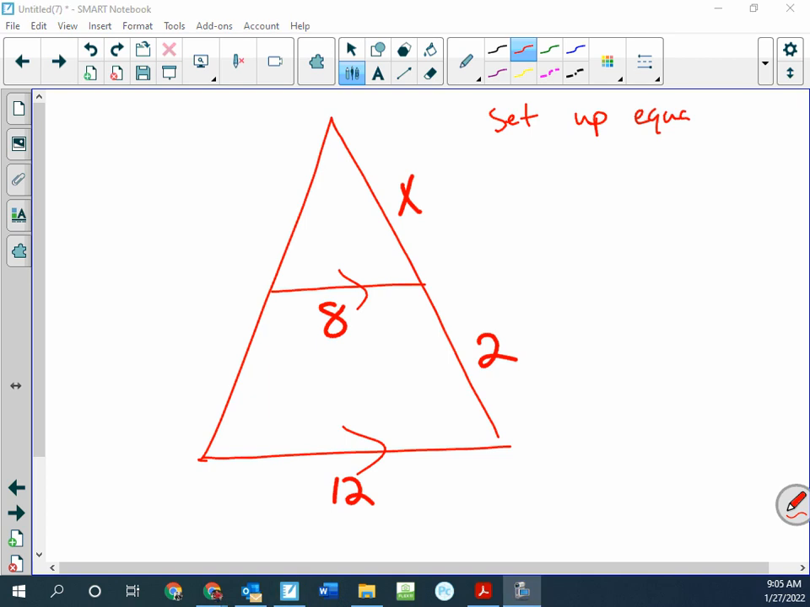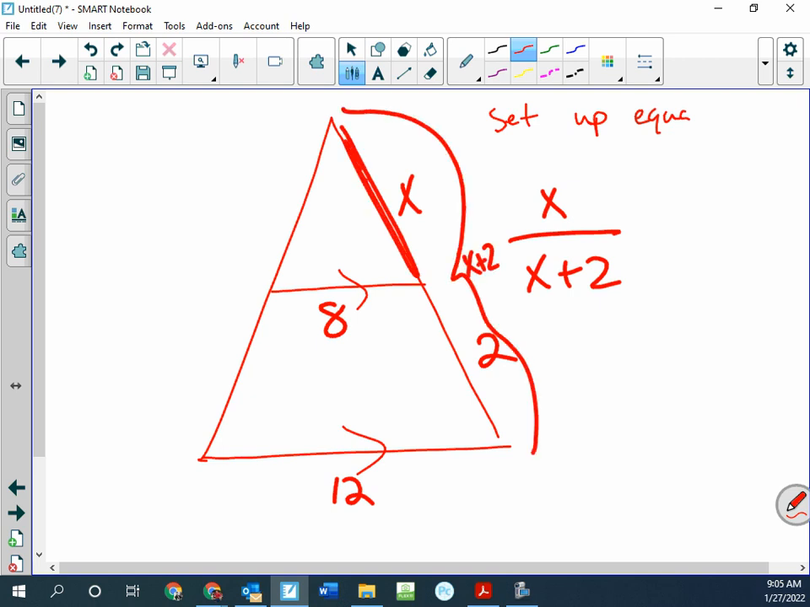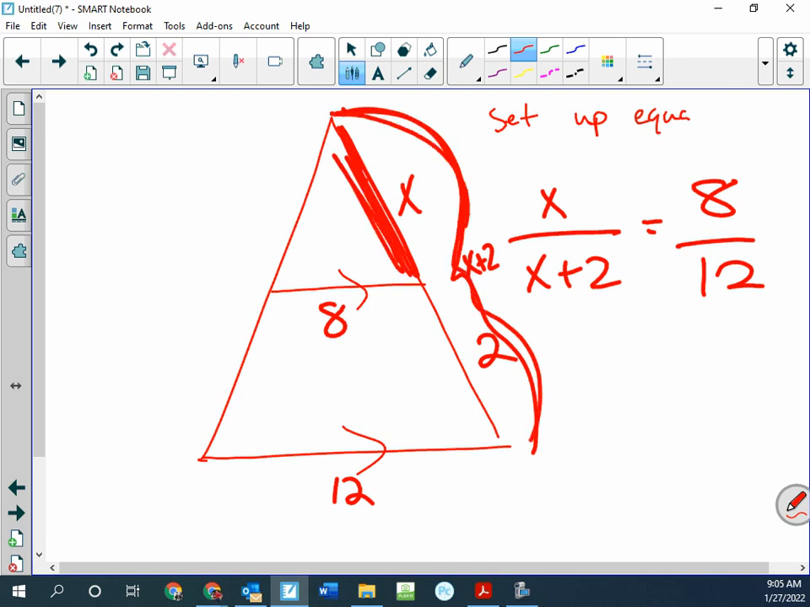Okay, let's check this one. So if I do x over, what can I do it over? x plus 2. Okay, so that's x over all of this side right here. And what would that go over, or equal to? 8 over 12, yes. So that's right side over right side, small triangle to big triangle, equals bottom over bottom, small to big.